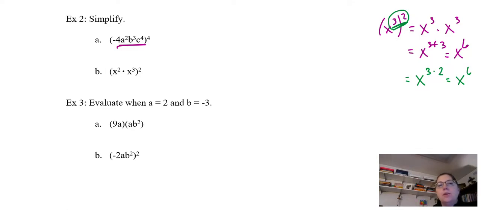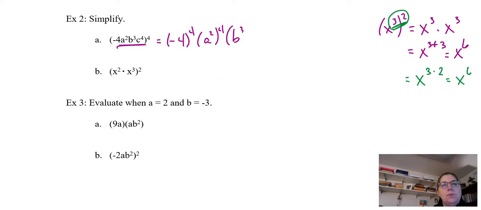If I go back to our original problem, every term has to be to the fourth power. That includes the numbers. So I have negative 4 to the fourth. I have an a squared to the fourth.